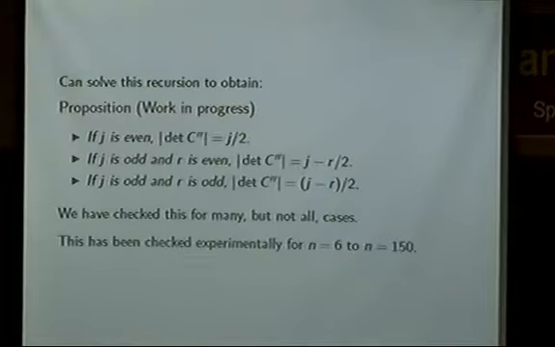Let me just mention some work in progress. We have shown that these determinants are always non-zero, but we realized it is actually not much more work to just compute them. The determinants of these matrices turn out to take on one of possibly 3 extremely nice values, and that also meant that I could check this theorem by computer, and we did that for n equals 6 to 150.